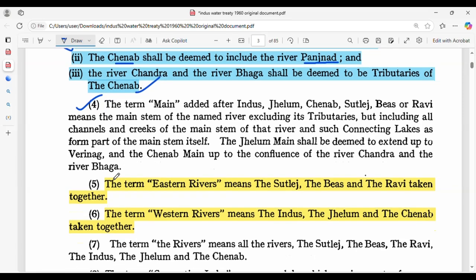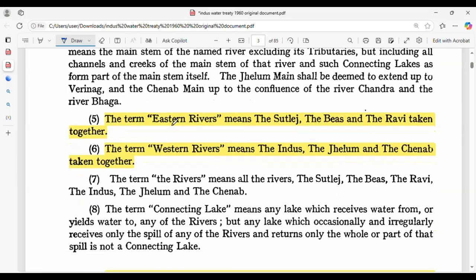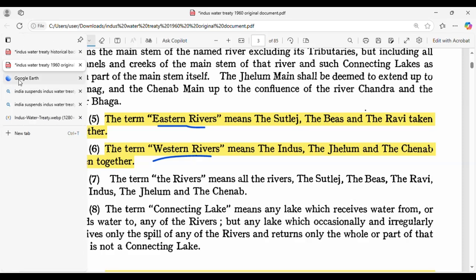It is also important. The most important is the term eastern rivers and western rivers. The Sutlej, Beas, and the Ravi were taken together as the eastern rivers, and the western rivers mean the Indus, Jhelum, and the Chenab. Let me show you this on the map.